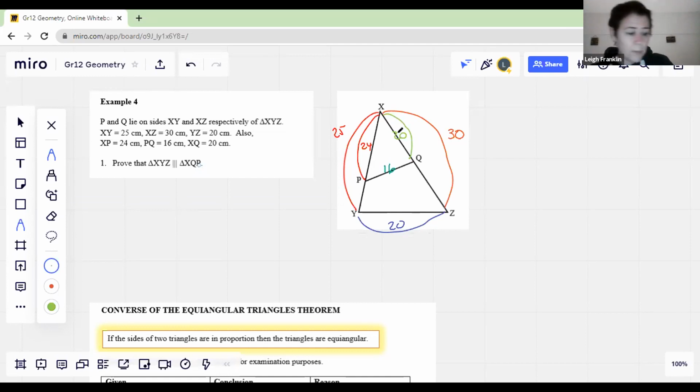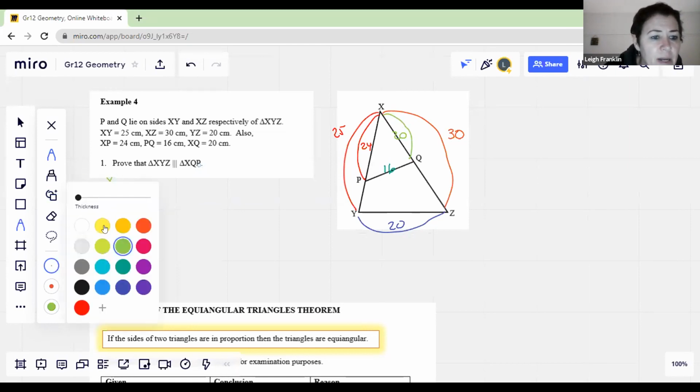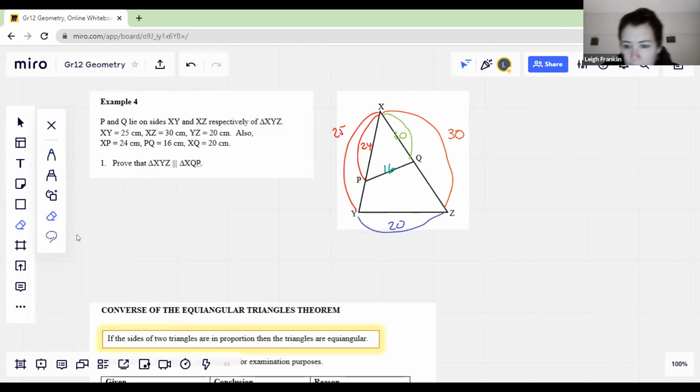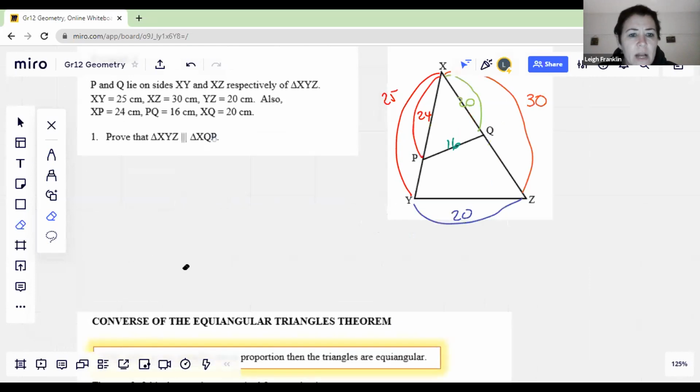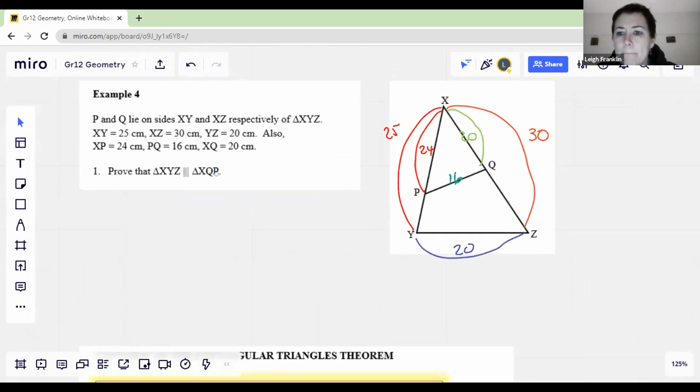All right, so if we start with side XY, let's make it a better color than that. That's a bit insipid. Also, is that big enough? Can you guys see okay? I'm just trying to make it a little bit bigger.